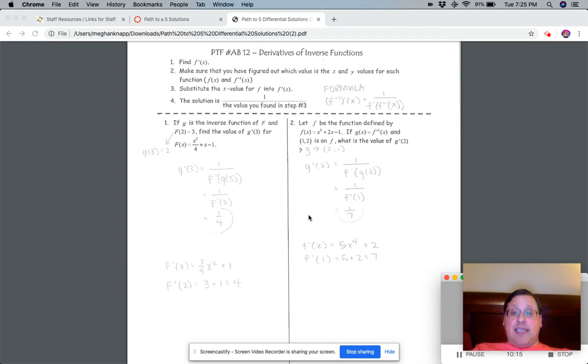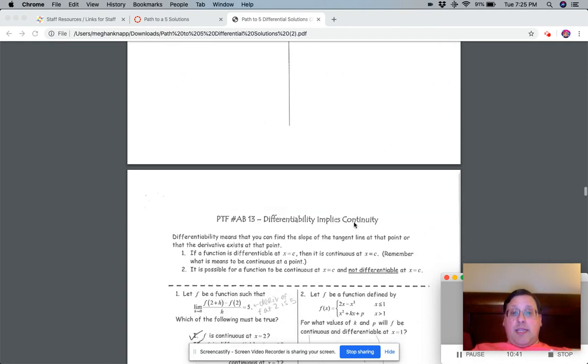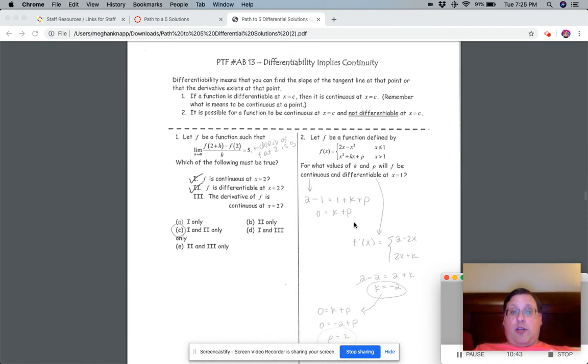Question 2 is done the exact same way. Since (1, 2) is on f, (2, 1) is on g, that means g of 2 is 1. So in this formula, the inverse at 2 is 1. So we need to take the derivative of f and plug in 1. And that's the bottom of the fraction. Okay, let's see here. I will also take a quick look at 13, and that'll be where I stop for this video. I'll try and get some of the other standards in another video.